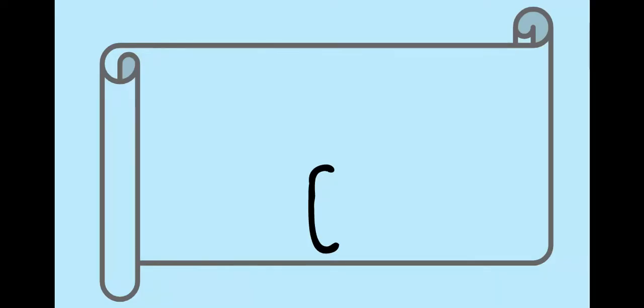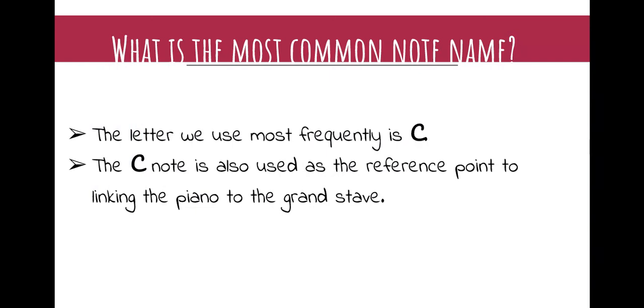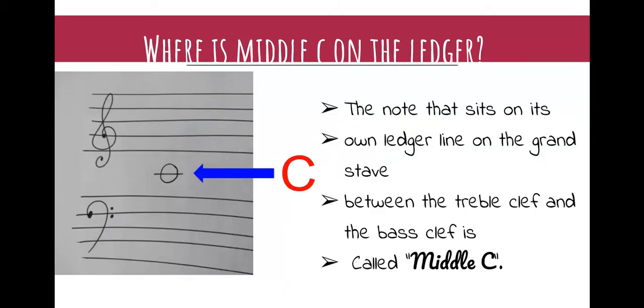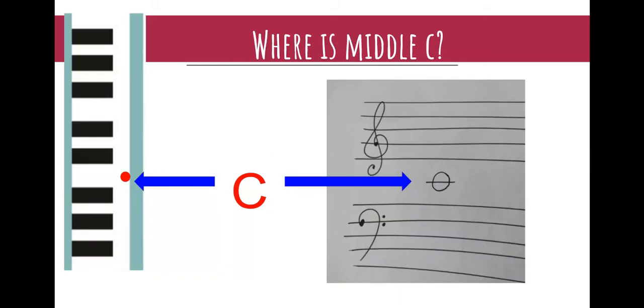So we're going to start off by going through the letter C first, and C also happens to be the most common letter name. It's a reference point that we use to link the grand staff to the piano, and this is middle C. Middle C is found, as the name would suggest, in the middle of the piano keyboard. It also sits by itself in the middle of the staff, between the treble clef and the bass clef. It has its own little ledger line because it's not actually in the treble clef and it's not in the bass clef, and that's why it has its own little line for itself there.